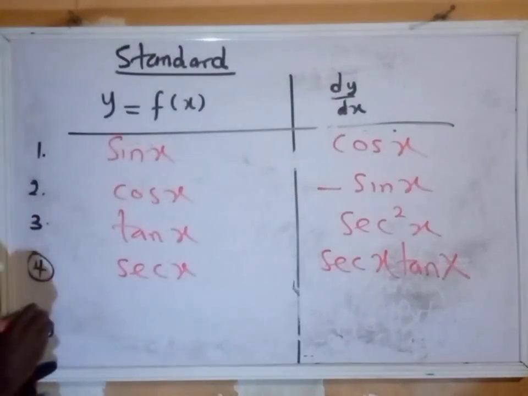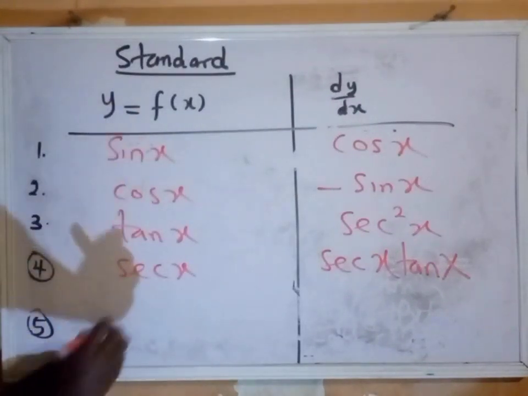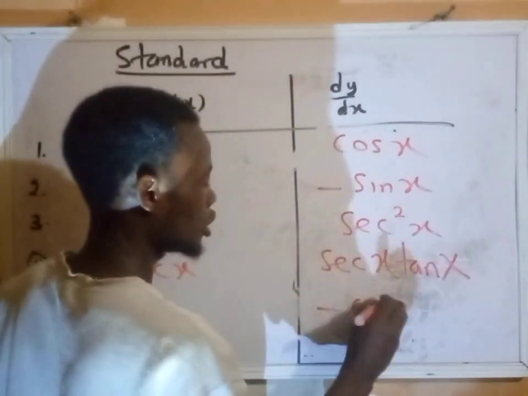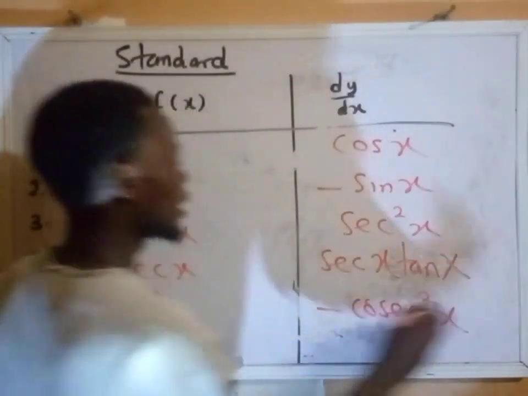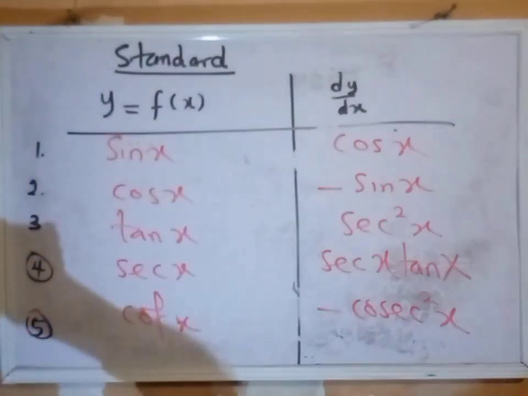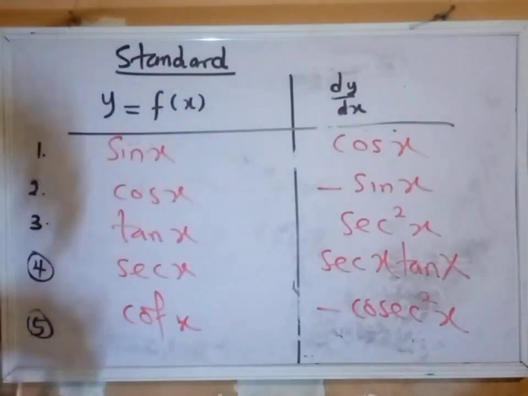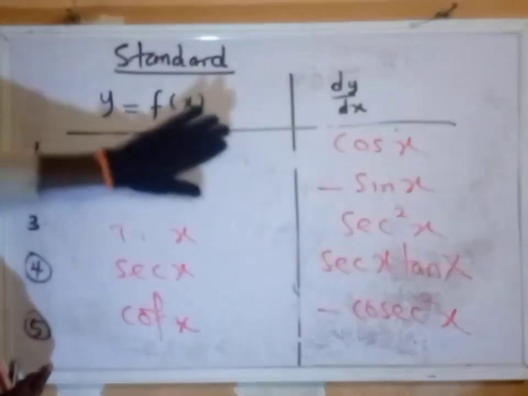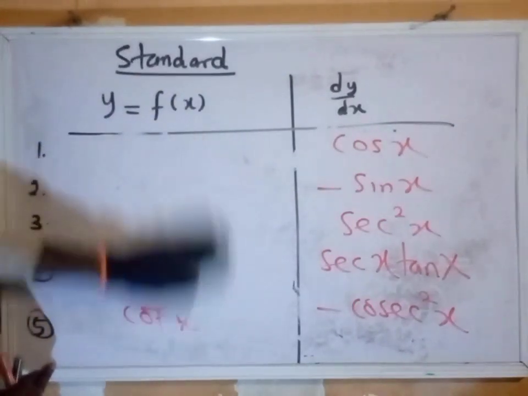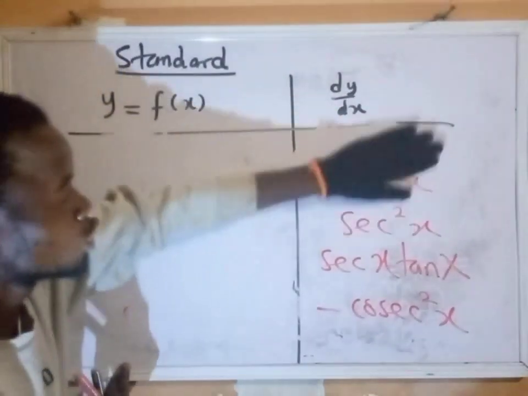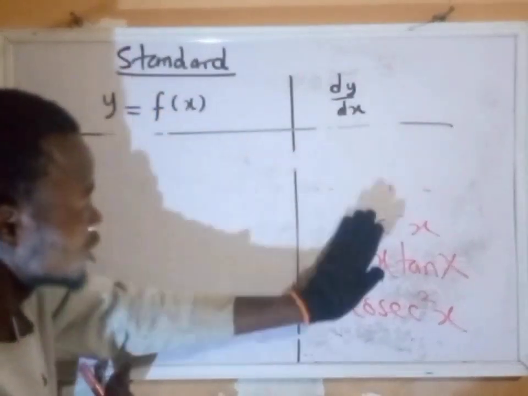So let's proceed. If someone asks you to differentiate cot x, it equals minus cosec square x. Here is another standard derivative that we need to know as far as differentiation is concerned. We still have more standard derivatives that we need to know, even if we don't know the proof of them. So let's know it offhand.